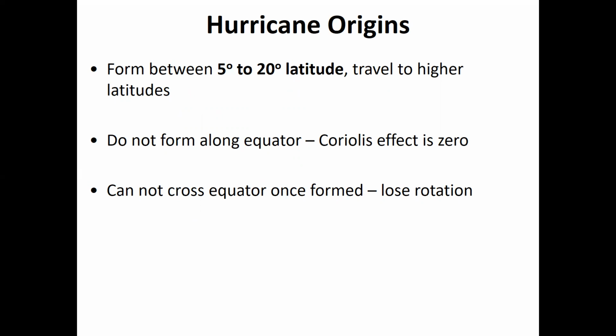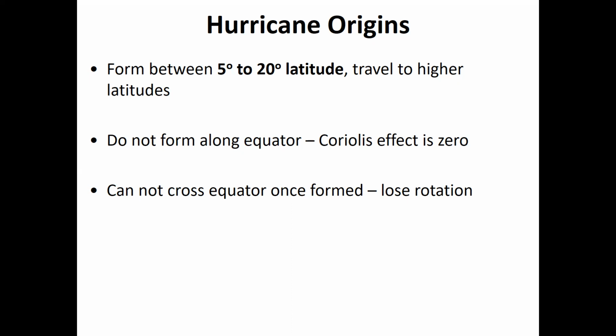They do not form along the equator because the Coriolis effect is 0, and they cannot cross the equator once formed because they'd have to rotate in the opposite direction. The storm would have to stop and then begin to rotate in the opposite direction. Plus, the Coriolis effect always deflects the storms away from the equator. And so the 5-degree limit is due to the Coriolis effect. They can't form any closer to the equator than around 5 degrees north or south. The 20-degree north and south limit is due to the temperature of the sea surface, of the ocean water.